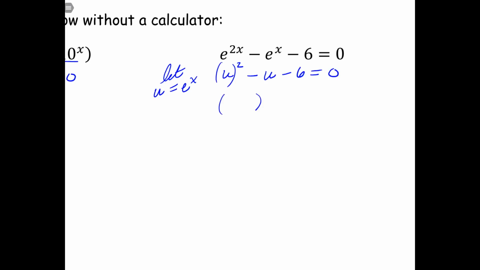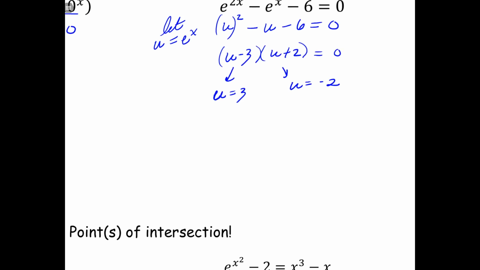So we have u squared minus u minus 6 equals 0. And then we can go ahead and factor that down. So that gives you u minus 3, u plus 2 equals 0. Set them each equal to 0 and solve. And we have u equals 3, u equals negative 2. And then I can go ahead and replace e to the x back in, giving me e to the x equals 3 and e to the x equals negative 2.